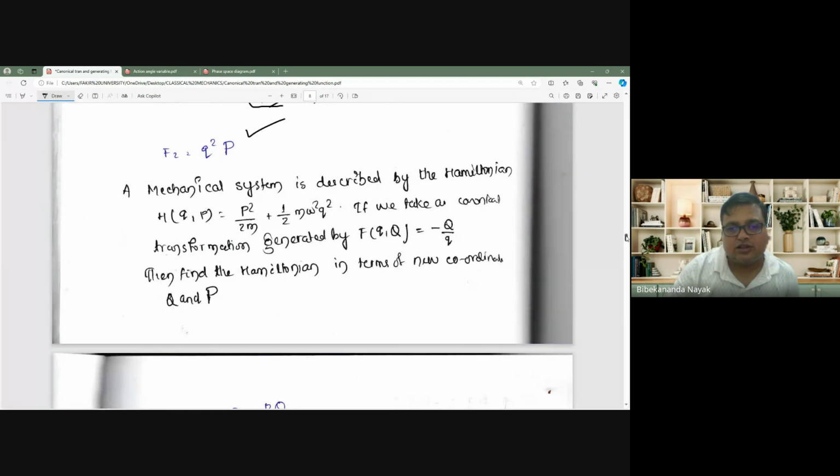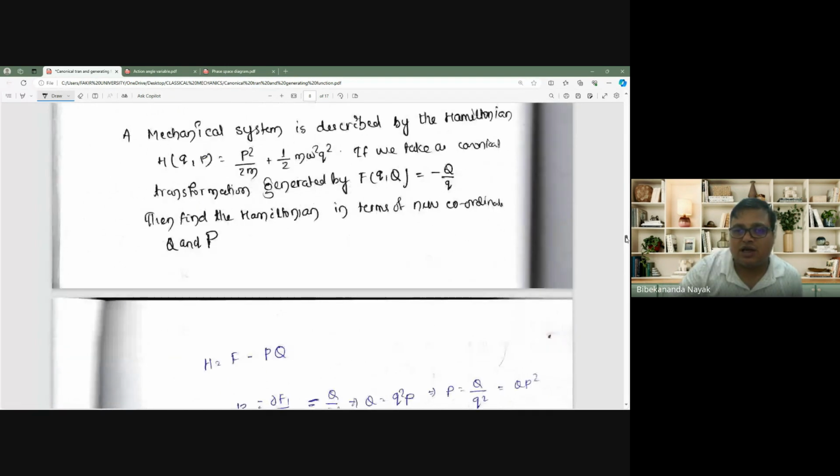Then another problem: a mechanical system is described by the Hamiltonian of a simple harmonic oscillator, p square by 2m plus half m omega square q square. If we take a canonical transformation generated by a function of small q and capital Q, that means f1 is equal to a function of capital Q and small q, then find the Hamiltonian in terms of the new coordinates capital Q and capital P.